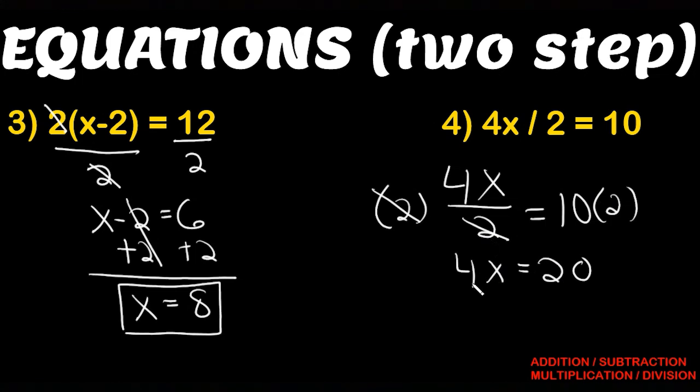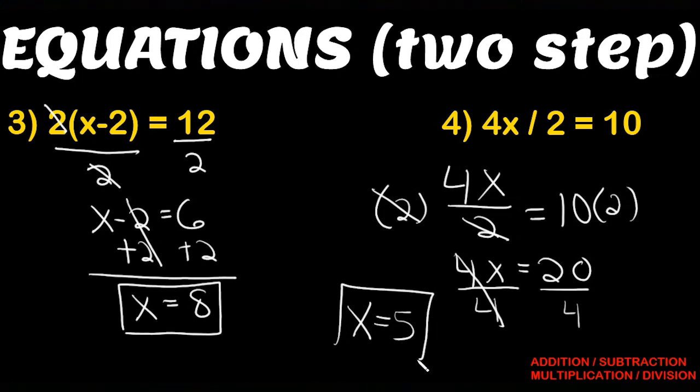Now I see it's multiplication, right? 4 times x. The opposite is division. I divide both sides by 4. And we're done with the problem now, right? Cancels out here. 20 divided by 4 will give you 5. So x is equal to 5.